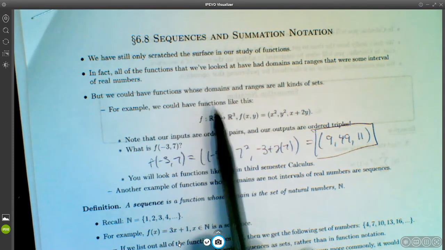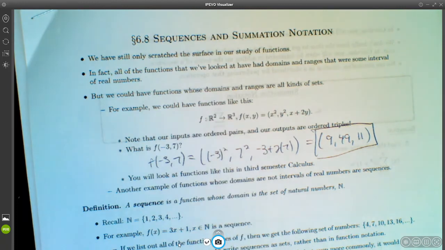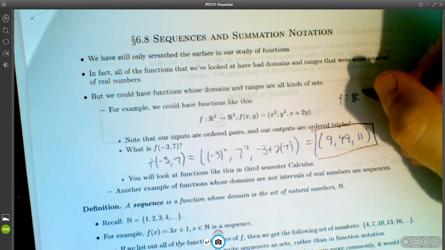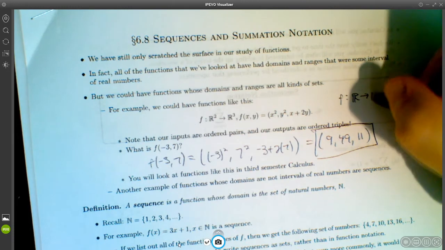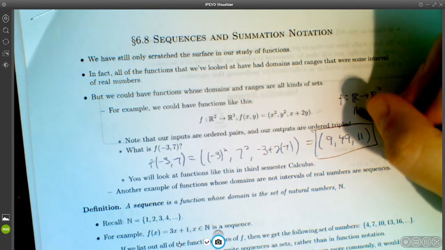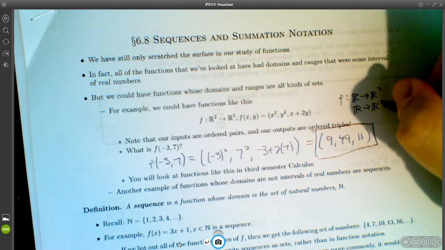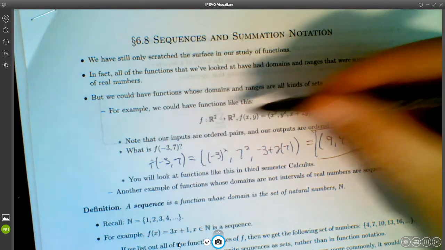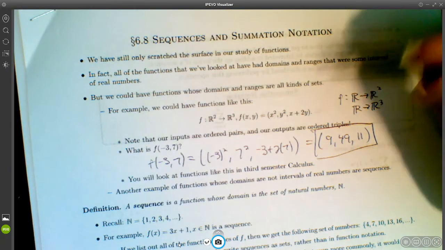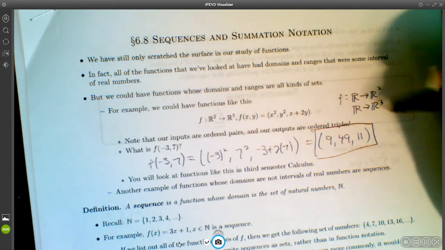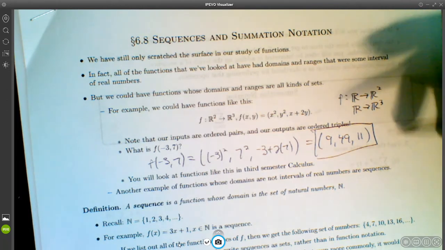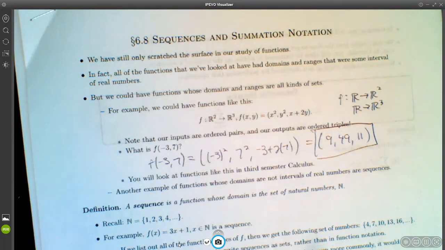Anyway, so we could talk about functions like this. In trig, you probably looked at parametric functions a little bit. Parametric functions are functions of the form f from R to R squared, or from R to R cubed sometimes. But anyway, you've been exposed to these kinds of functions before, maybe not using this exact kind of notation, but you've probably seen them a little bit, and you'll see them again in calculus, right? So I'm not going to spend a ton of time talking about these kinds of functions, but I do want to talk about sequences.